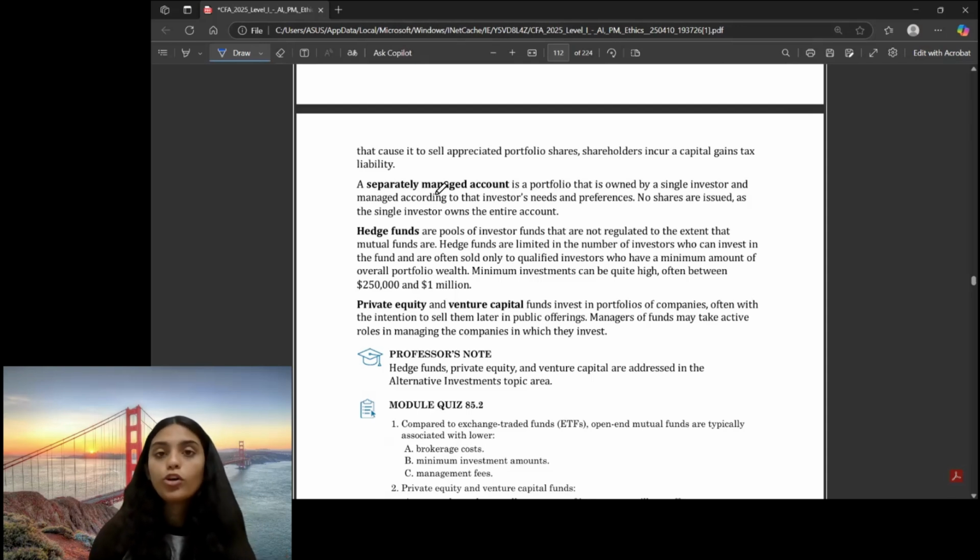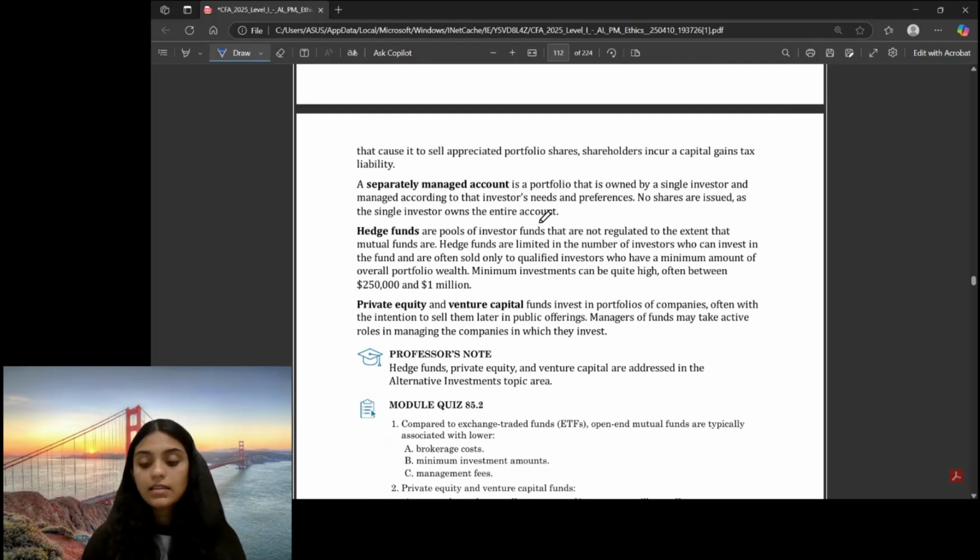Next is separately managed accounts. It is a portfolio which is owned by a single investor and managed to that particular investor's needs, preferences, risk tolerance, etc. No shares are issued as a single investor owns the entire account. It means that the individual owns the security directly and not through any mutual fund.